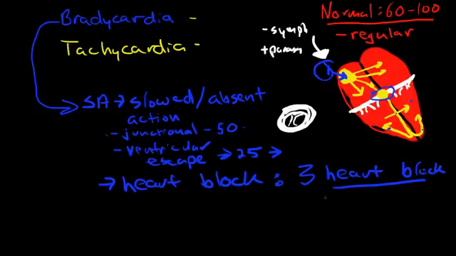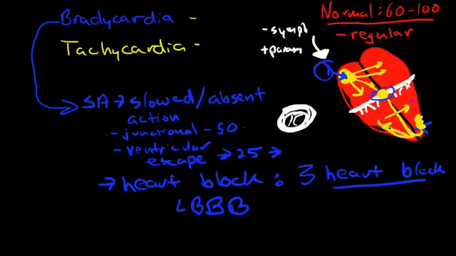Okay, so there's first, second, and third degree heart block, and it all just depends on how dysfunctional the AV node is. Now, we also can have what's called bundle branch blocks. So if we have a blockage in the left bundle branch, a left bundle branch block, this will block the conduction of the heart. If we have a complete blockage of the left bundle, we're not going to have any passage of conduction through the bundle branches to the left side of the heart.